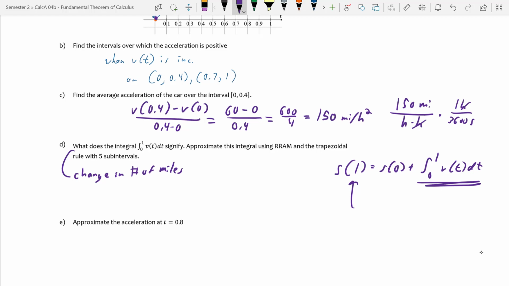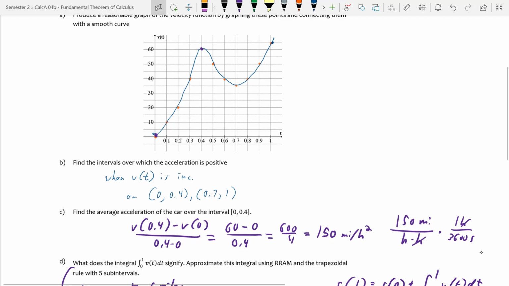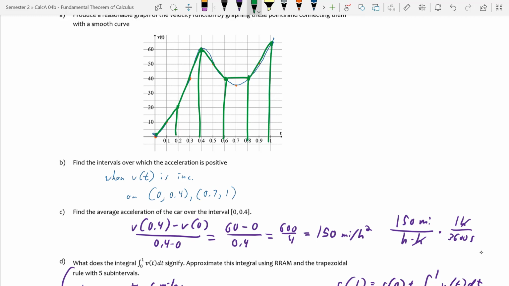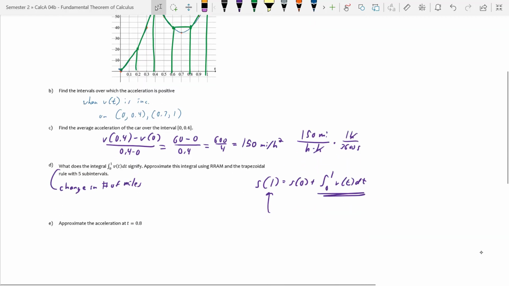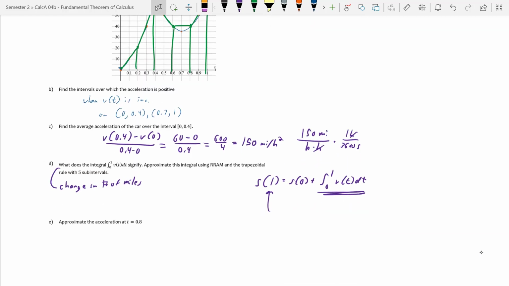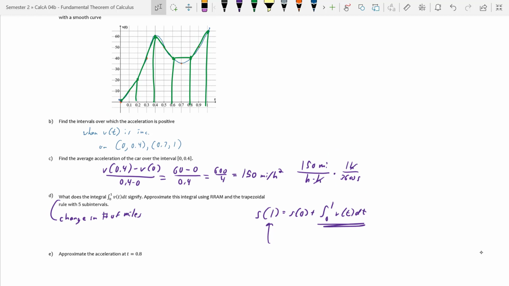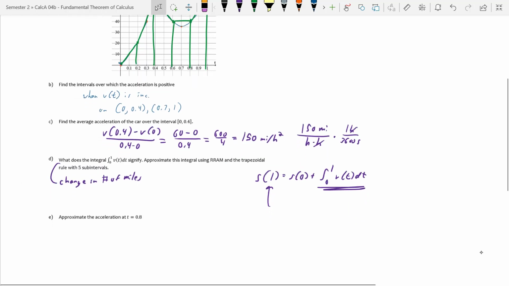Okay, approximate this using RRAM and the trapezoidal rule with 5 subintervals. So 5 subintervals, if you want to draw the trapezoids, we're going here to here, then here to here, then here to here, then here to here, and then there to there. Those are your trapezoids. Again, I tend to be visual. Sorry, we are doing RRAM too. So let's start with RRAM.